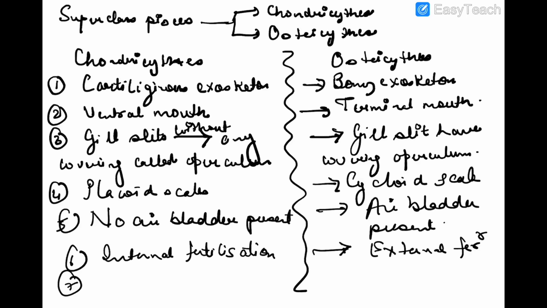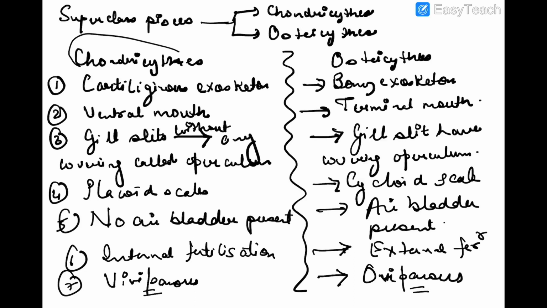In chondricytes, they are viviparous, means they directly give birth to young ones. Whereas the osteocytes are oviparous, means they lay eggs. They do not give birth directly to young ones, but they lay eggs. These were the major differences between cartilaginous fishes, that is chondricytes, and bony fishes, that is osteocytes.